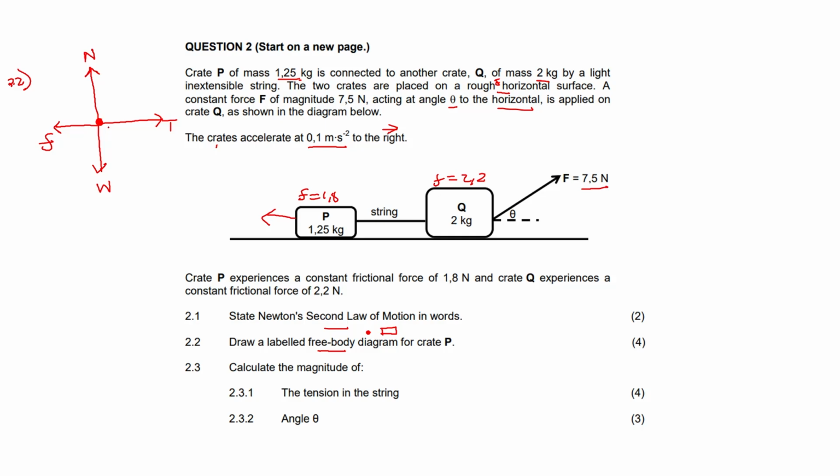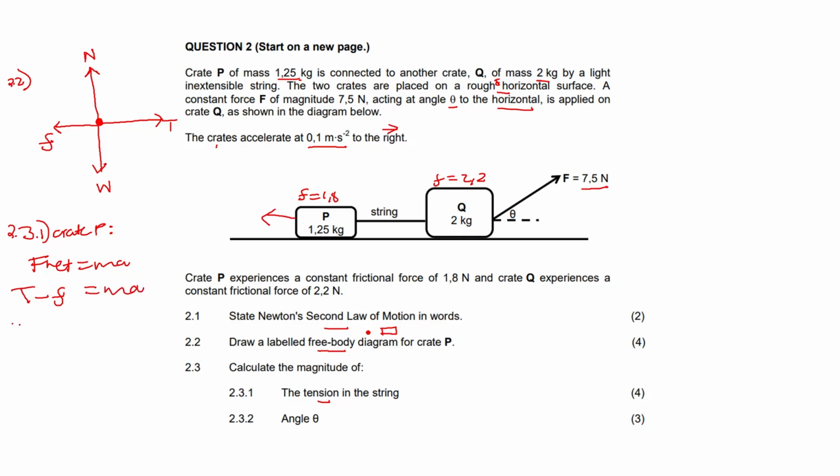Okay, 2.3. Calculate the magnitude of the tension in the string and the angle theta. All right, let's start with the tension in the string. Okay, I think let's use crate P for this because we have all the values that we will need, right? So we'll start with our formula F net equals ma. What are the horizontal forces acting on crate P? Would be tension and frictional force, right? Tension is bigger, so tension is first, and we minus frictional force there, and that will be ma.